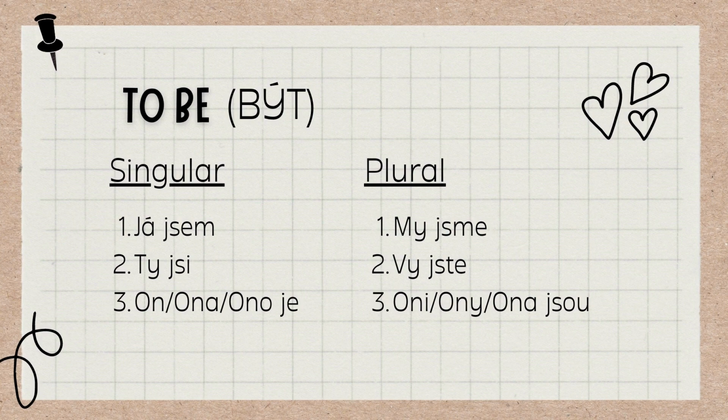Now, because in Czech we speak fast, we are going to try it faster. Já jsem. Ty jsi. On je. Ona je. Ono je. My jsme. Vy jste. Oni jsou. Ona jsou.